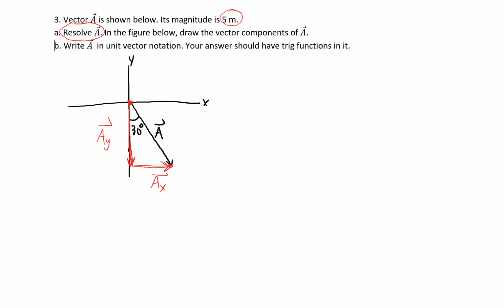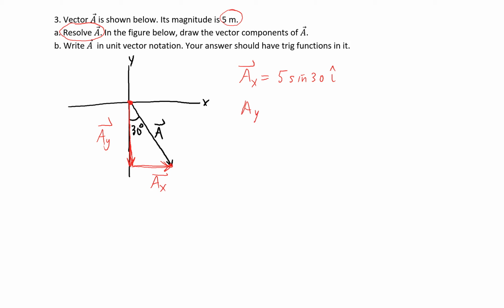Now what you have to do is write these vectors in unit vector form. So the AX vector is parallel to i hat. So you can write the i hat. And then you have to figure out how long it is, so you have to look at the figure. And you can see that AX equals 5 sine 30. And then you have to check the sign, and you see that AX points to the right. So AX equals a positive 5 sine 30 i hat.